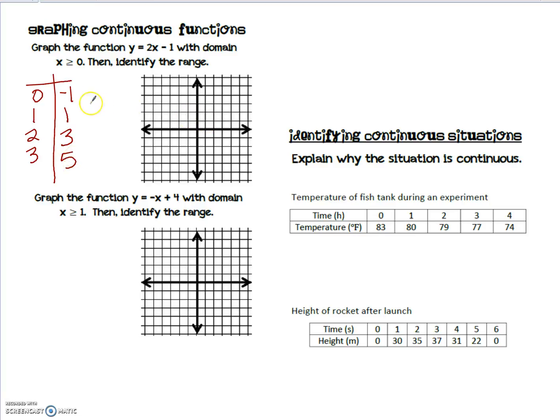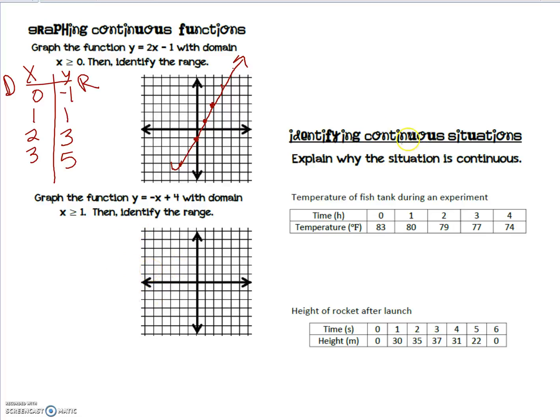Okay, if I graph it, remember this is my domain, this is my range, or this is my x, and this is my y. You're going to have tons of names for your x's and y's. So if I graph that, it's going to be (0, negative 1), (1, 1), (2, 3), and (3, 5). Okay, since it is continuous, I connect the dots. Then I want you to practice this one down here on your own.